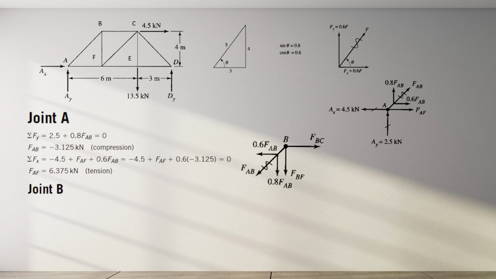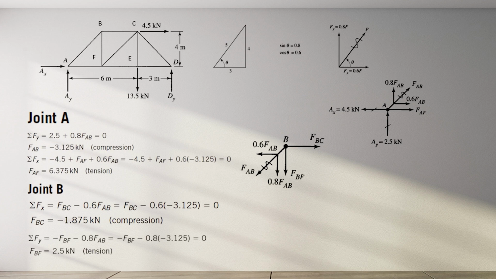You complete the same steps. Draw a free body diagram for the joint, then put in your equilibrium equations. Using the summation of x forces equals 0, you'll find FBC as negative 1.875 kilonewtons, in compression. Using the summation of y forces equals 0, you'll find an expression for FBF as 2.5 kilonewtons in tension.